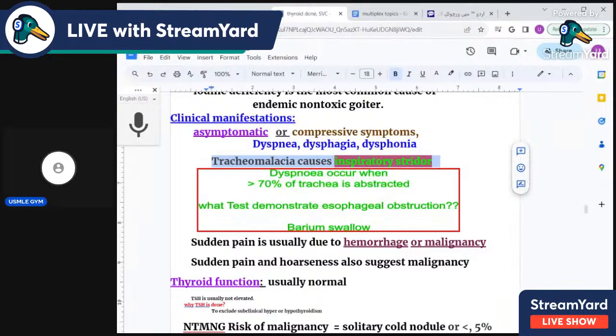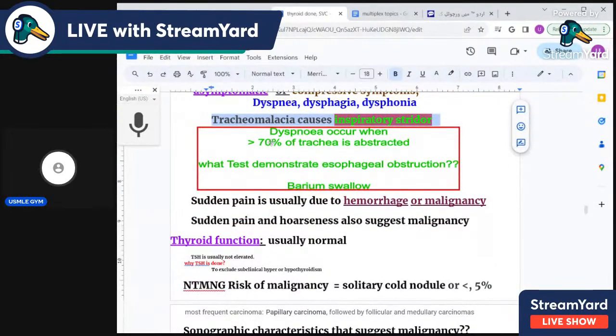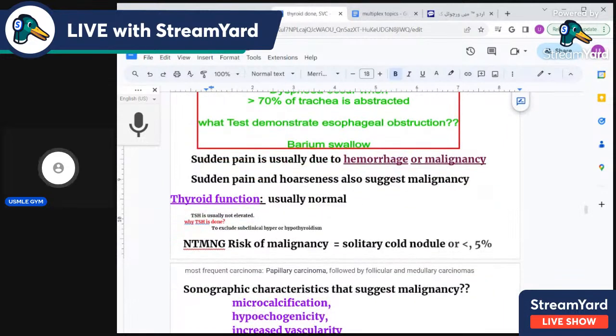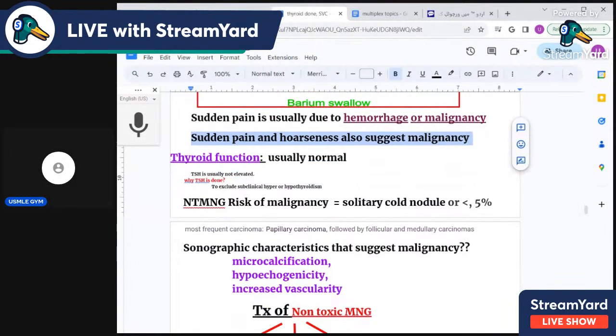I already told you that dyspnea occurs when more than 70% of the trachea is obstructed. And the test that demonstrates esophageal obstruction causing dysphagia is the barium swallow. Sudden pain is usually due to hemorrhage or malignancy, and sudden pain and hoarseness may also be due to malignancy, because hoarseness is due to involvement of the recurrent laryngeal nerve that passes behind the thyroid gland to the vocal cords. So in non-toxic multinodular goiter, thyroid function is usually normal.